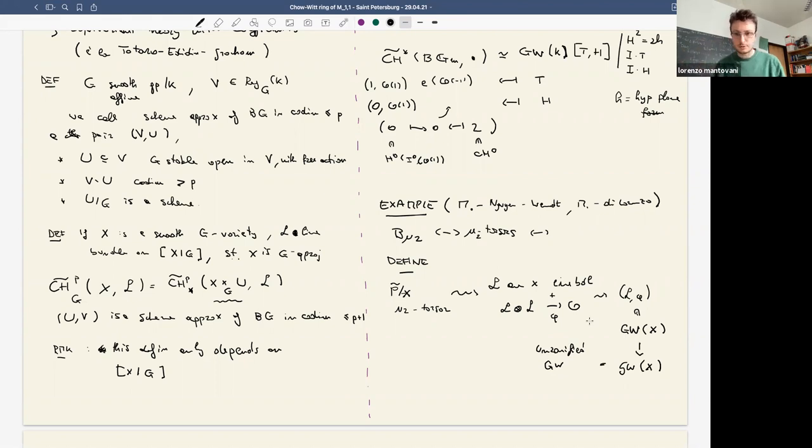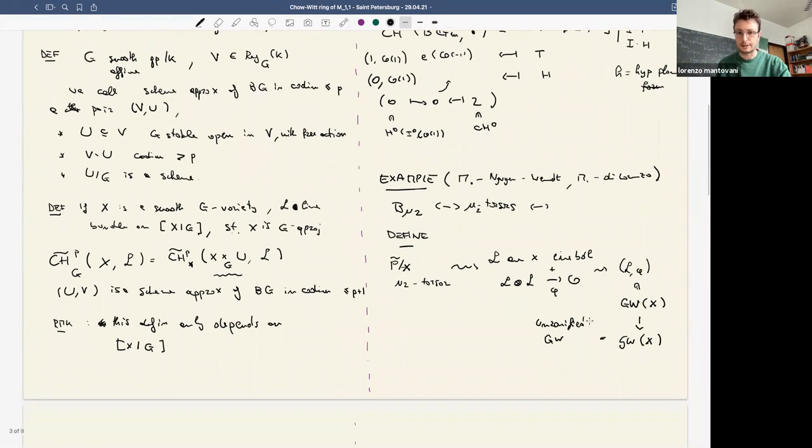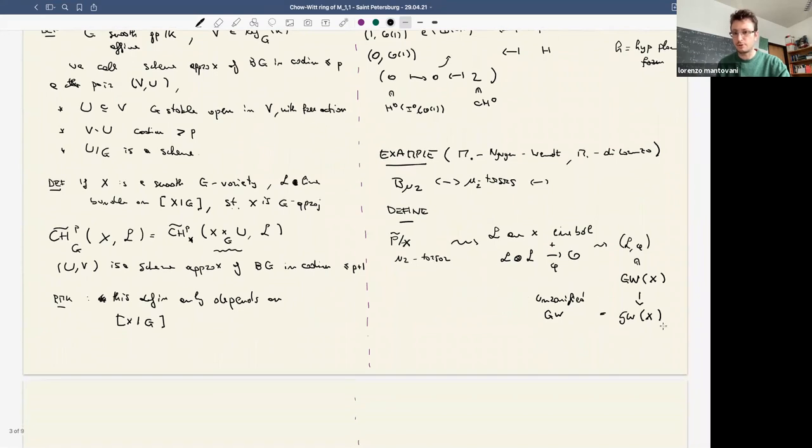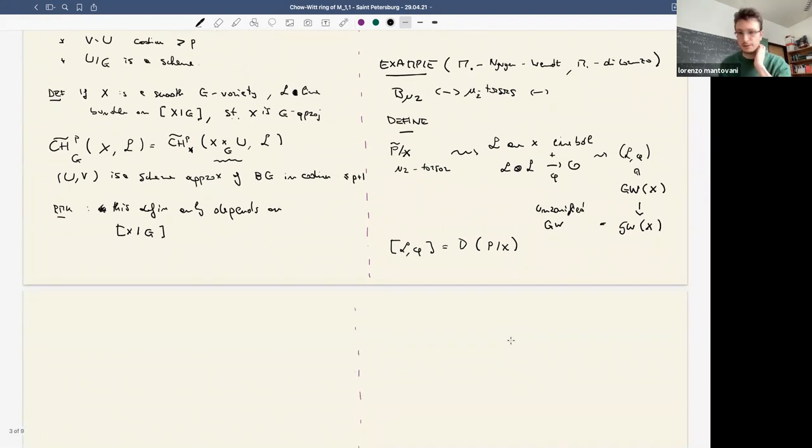Okay, and with this definition, this class, I denote the image of this construction D. So the class of L phi is called D of the mu2 torsor. And with this definition, I can now state this theorem that, as I said, is due to the people above.